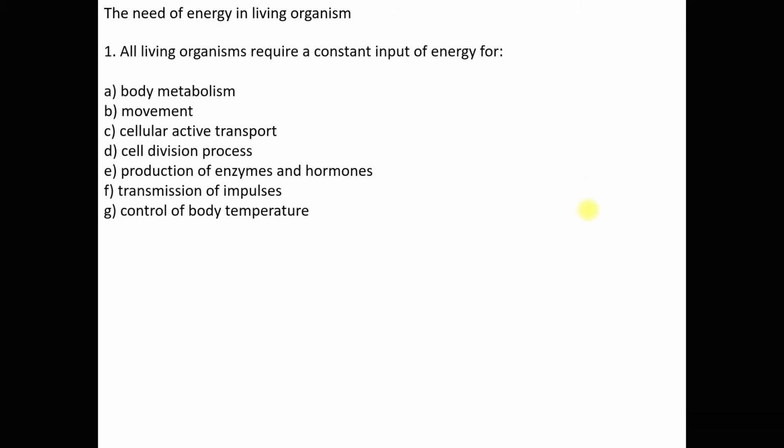Now, the need of energy in a living organism. All living organisms require a constant input of energy for body metabolism, for body movement, for cellular active transportation, for cell division process, for production of enzymes as well as hormones, transmission of impulse, control of body temperature. All these need a constant input of energy.